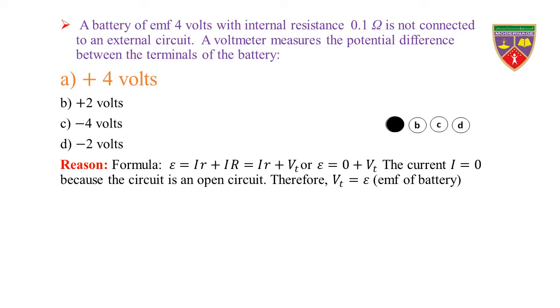with the battery, the flow of the current is 0, I is 0, therefore the first term is 0. The current I is equal to 0 because the circuit is an open circuit. Therefore, the terminal potential difference Vt is equal to the EMF of the battery, which is written as epsilon. Hence, Vt is equal to epsilon, or Vt is equal to 4 volts, because the EMF of the source is 4 volts.